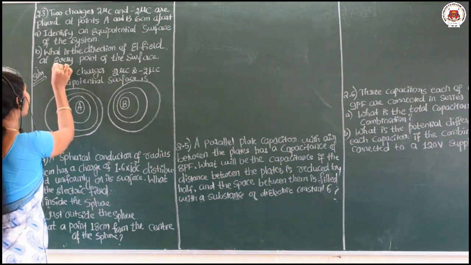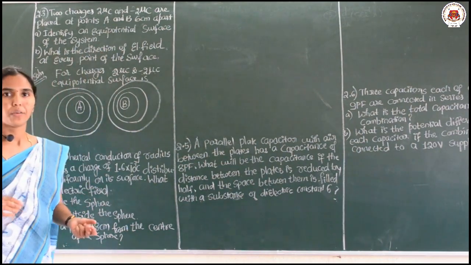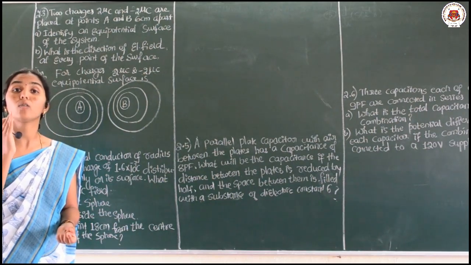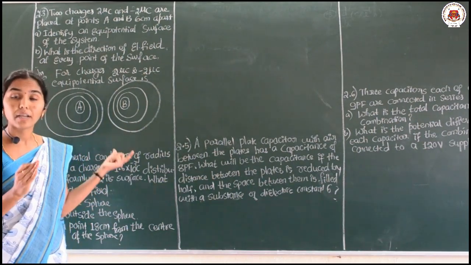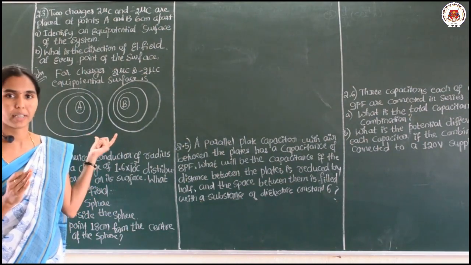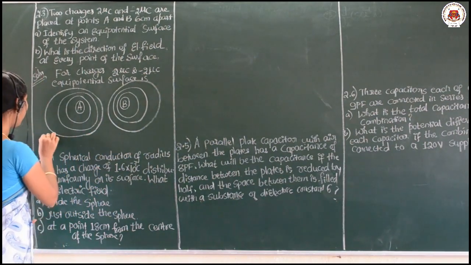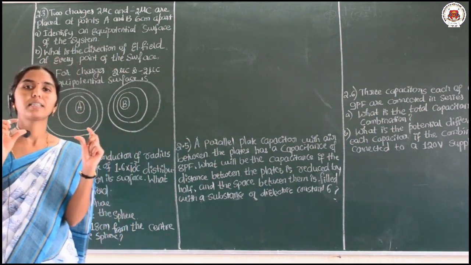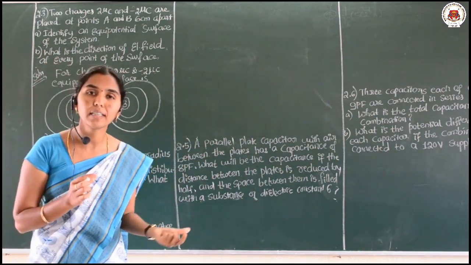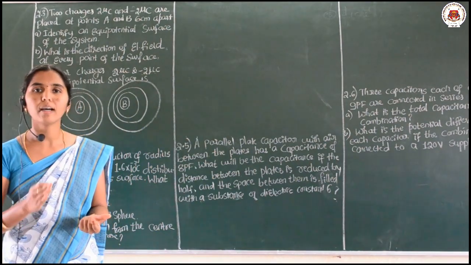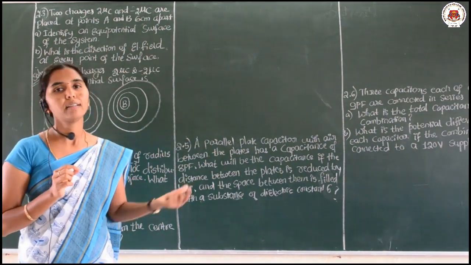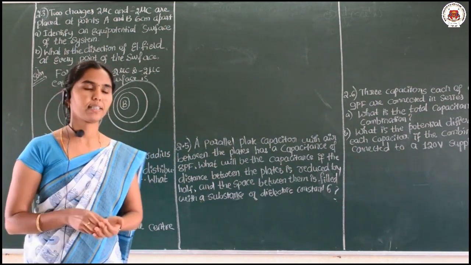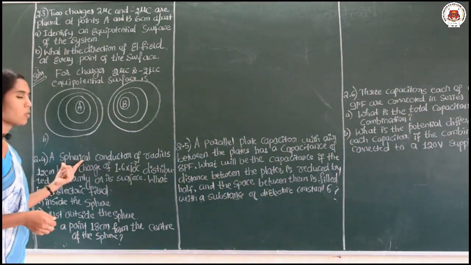And second question, what is the direction? We learnt that the direction of the electric field is normal to every point of the equipotential surface. Therefore, the answer to the second question is, electric field is normal to every point of the equipotential surface. Is that clear? Yes. Coming to the next question.